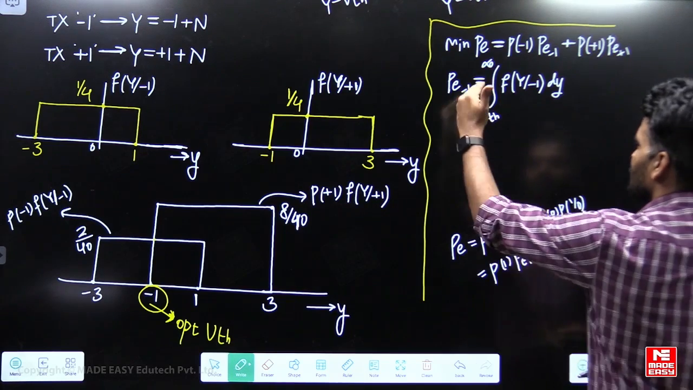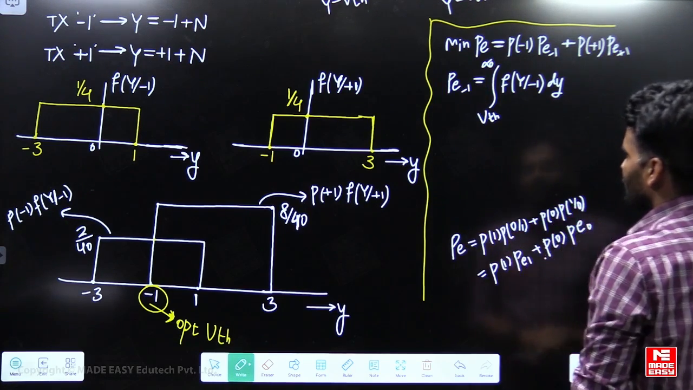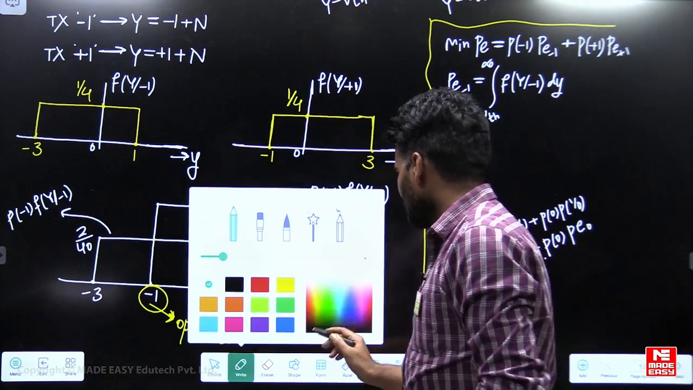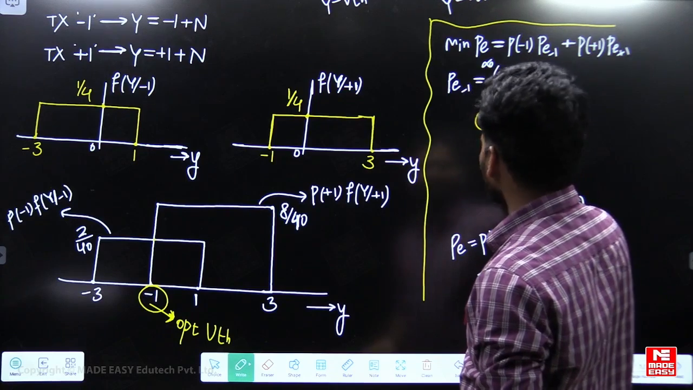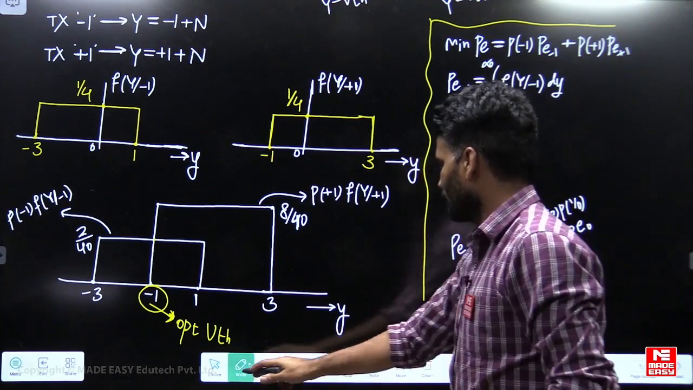That is nothing but the probability of error when minus 1 is transmitted. Yes, V threshold is given, how much? V threshold, how much did you get? V threshold is minus 1, is what we got. Okay, yes.